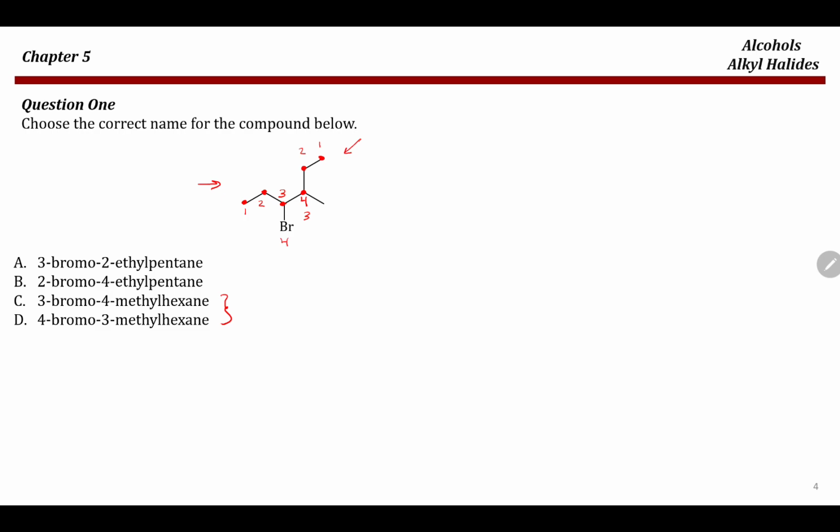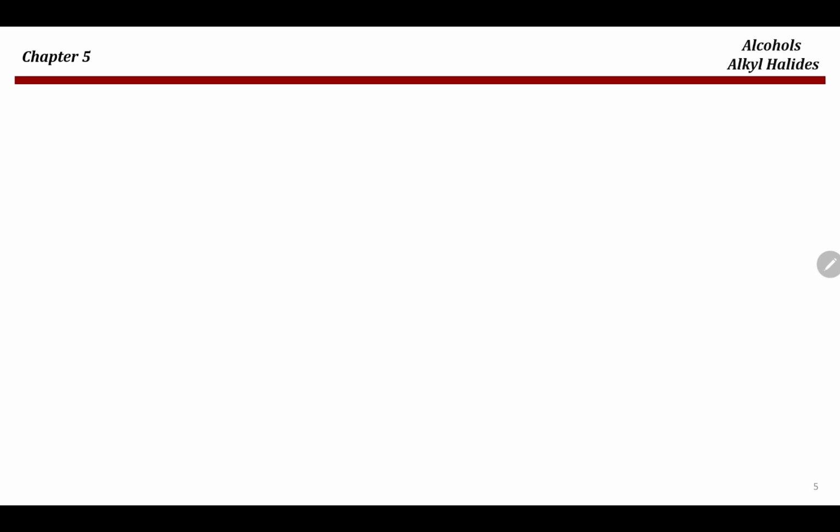That's why we have to refer to the alphabetical order rule. In this case, bromine is written first, followed by the methyl. So bromine should be given the smallest possible number, and that's why the correct numbering will be 3 for bromine and 4 for the methyl group. And that's why the correct name will be 3-bromo-4-methylhexane. So this is the correct choice.